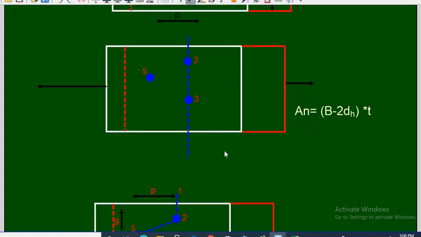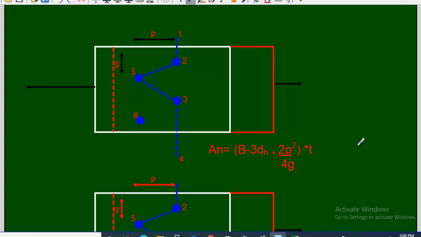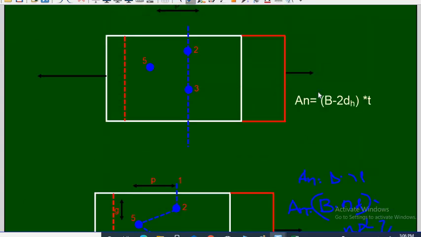I'll show you here. The formula is like this: net area is equal to b minus n d, plus, into n, p square by 4g, into t. It says p square, that's what the code says. Anyway, I will tell you what this means.